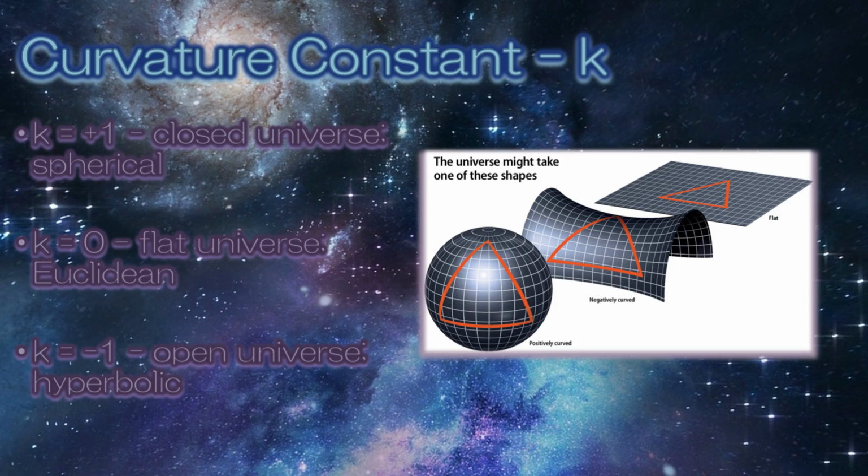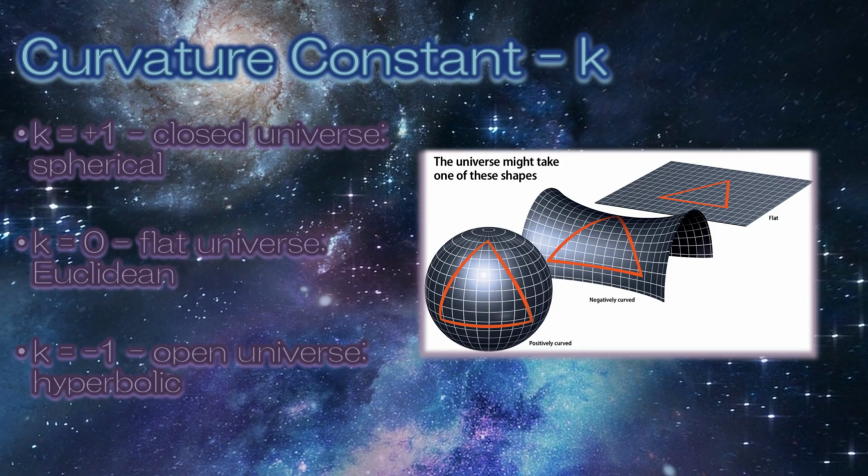If k is positive 1, it represents a closed universe or a spherical one. If k is 0, it represents a flat universe, also known as a Euclidean universe. If k is negative 1, it represents an open universe, which is shaped like a hyperbola. So it's curved in a U-shape, if you're unfamiliar with what a hyperbola is.